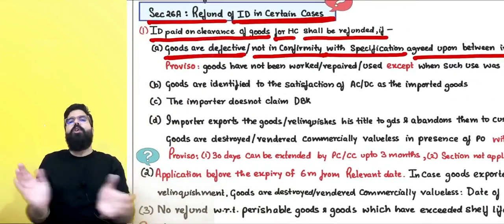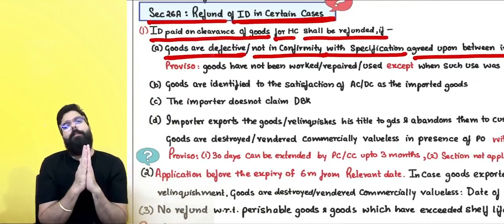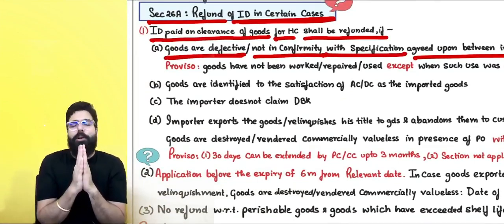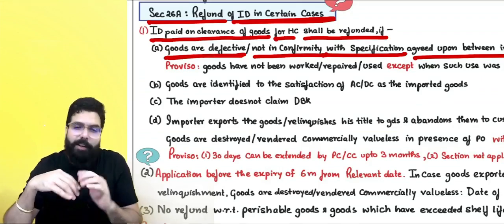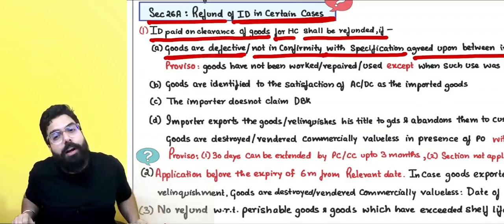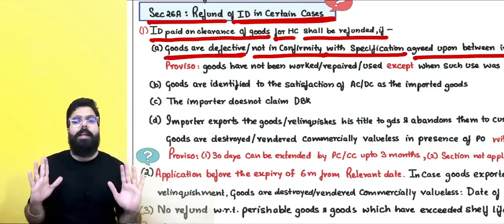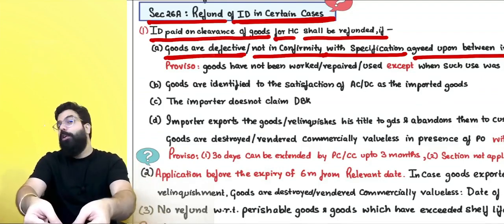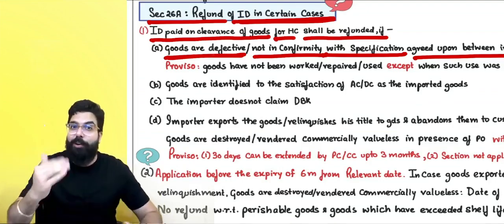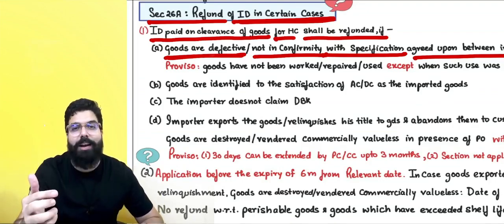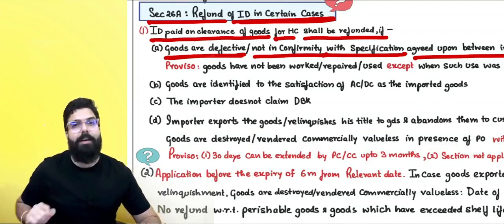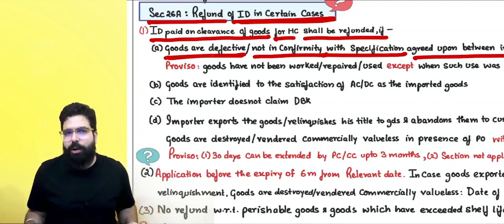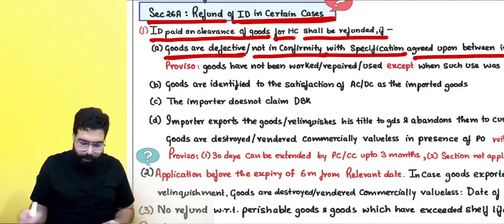In that scenario, goods are not in conformity with the specification agreed between the importer and exporter. Then you can tell, sir, the goods which have come are defective. I have already paid the duty. Please give my duty drawback. Not duty drawback, duty return. If goods are not in conformity with the specification, then whatever duty you have paid, they will give you. Not duty drawback, duty ka return. Duty drawback is 98%. Why will you take 98%? You will tell, sir, give my duty return, and hence you can take a 100% refund.